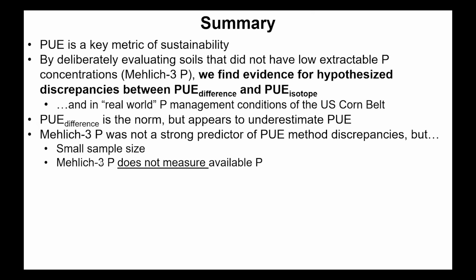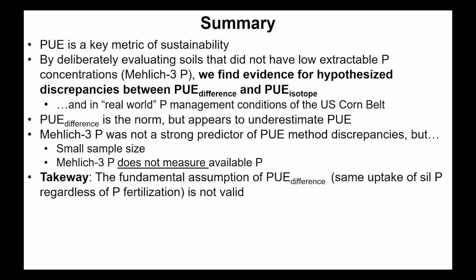Now, a few caveats here. We have a small sample size, and Melich 3P was a poor predictor, perhaps because it was never designed to be a measure of how available P is, but rather how likely you'll see a crop yield response to added P. They're not the same. So, takeaway, the fundamental assumption of the PUE by difference is not valid.